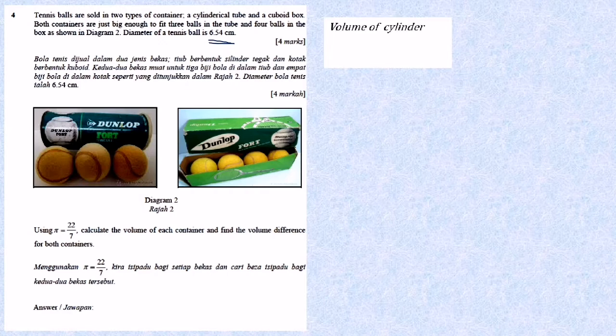First, we find the volume of the cylinder. As you know, the formula for the volume of a cylinder is pi r squared h. So 22 over 7 times radius 3.27 squared times the height 19.62 equals 659.35.